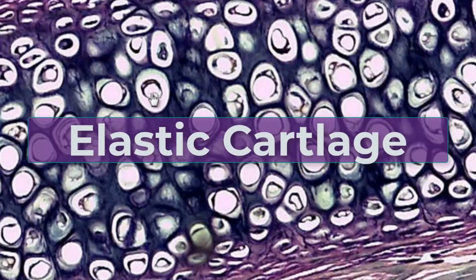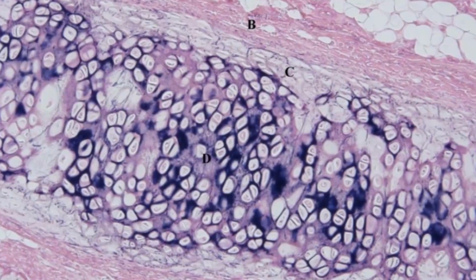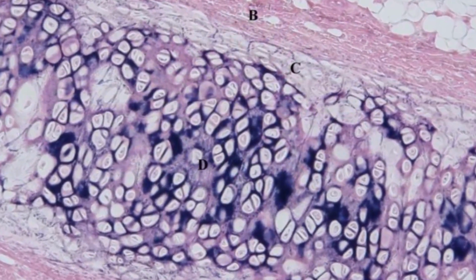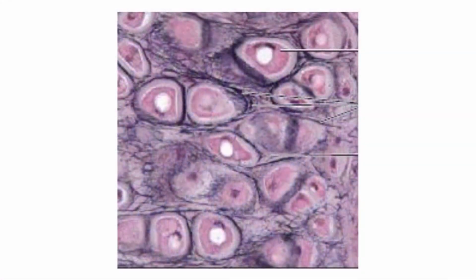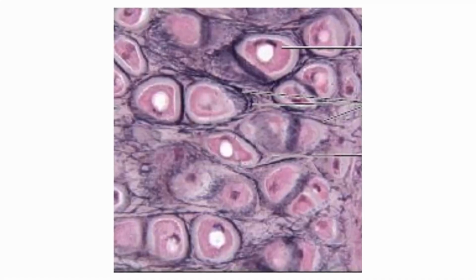Elastic cartilage. Elastic cartilage contains a lot of elastic fibers with thin collagen fibrils in its matrix. As you would expect, this cartilage is more elastic than hyaline cartilage. This extra elasticity allows for better tolerance of repeated bending.